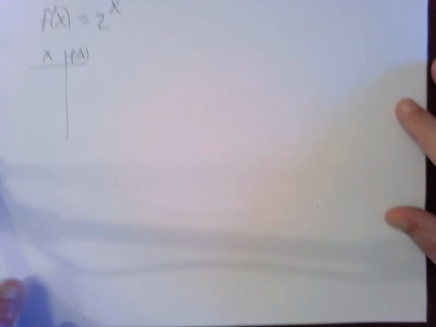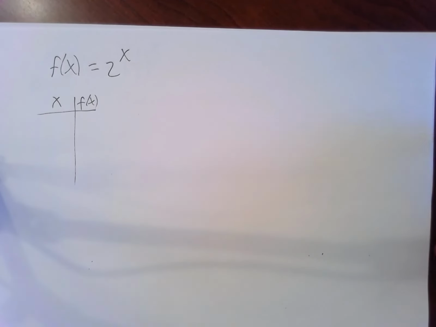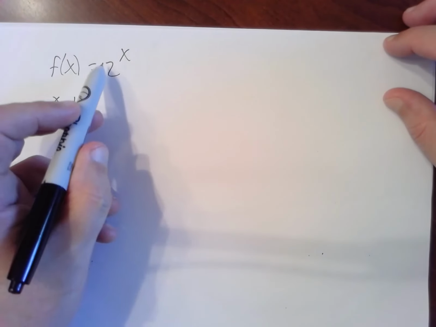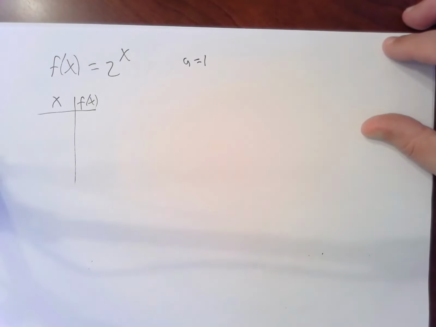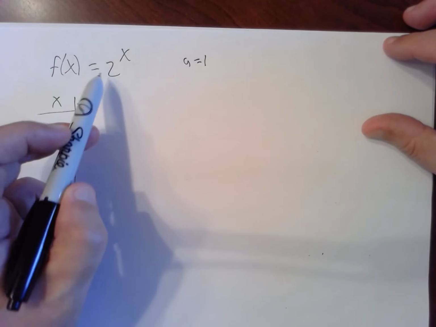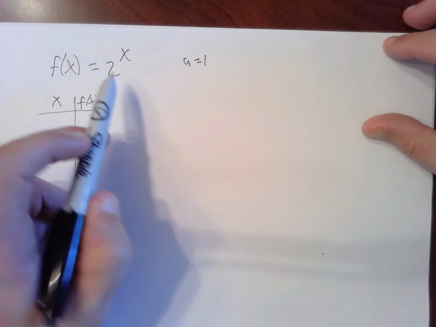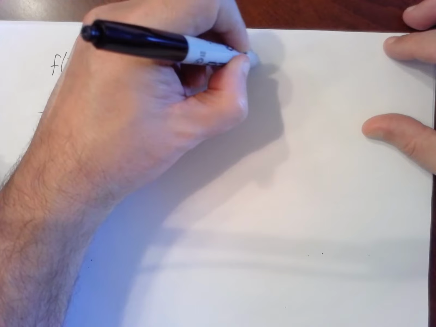Okay, an example. Let's look at f of x is 2 to the x. So here, the number in front, a, is 1, because there's nothing here. This is 1 times 2 to the x. And our base, b, is 2.